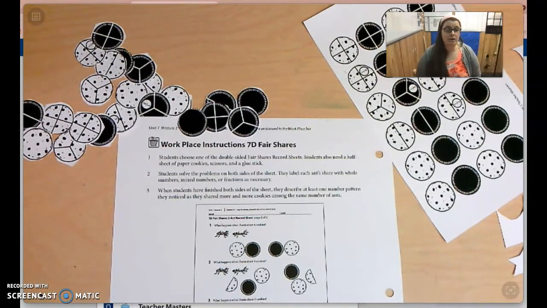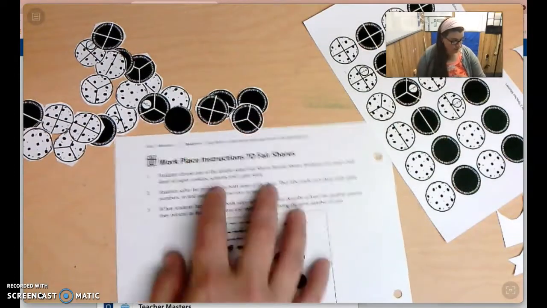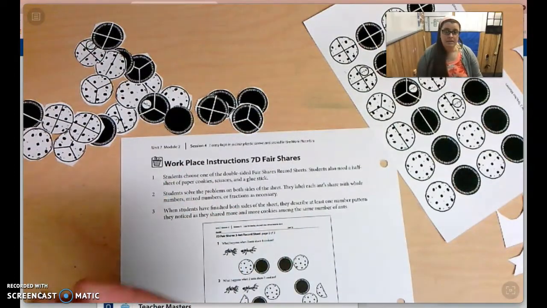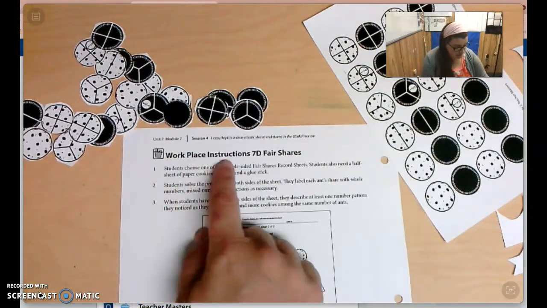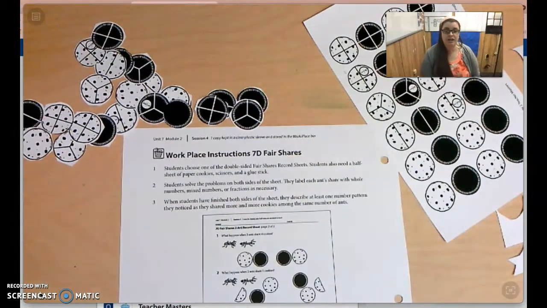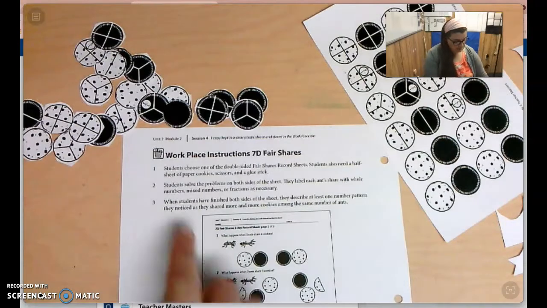Now, unlike most of our workplaces that are digital, this is not a digital workplace. This workplace was delivered to you with the last math delivery that I did, which was several weeks ago. You're looking for a set of papers that are in sheet protectors, and it says Workplace Instructions 7D Fair Shares. So I'm going to go over the directions and then show you how to play the game.